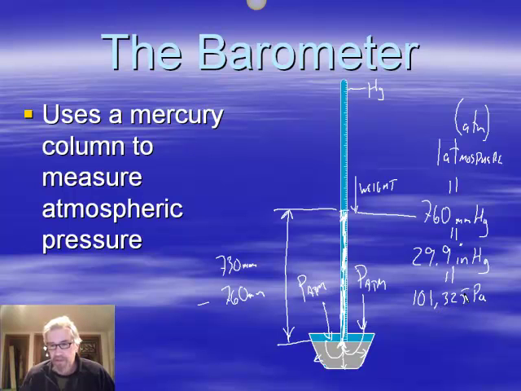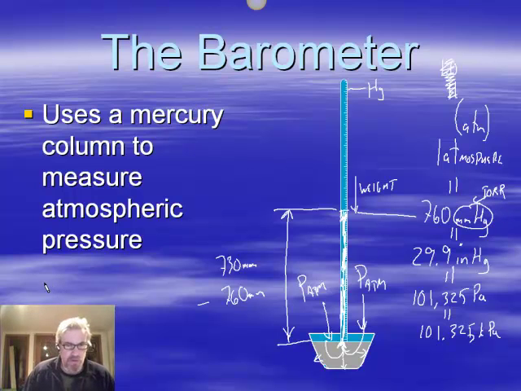101,325 pascals. Remember, that's the pressure exerted by a column of air above the Earth. That's 1 square meter. Because that's a pretty large number, we will often use kilopascals. 101.325 kilopascals is an atmosphere. The millimeter of mercury is actually a unit, and we sometimes call this a torr in honor of Evangelista Torricelli, the person who invented the barometer.